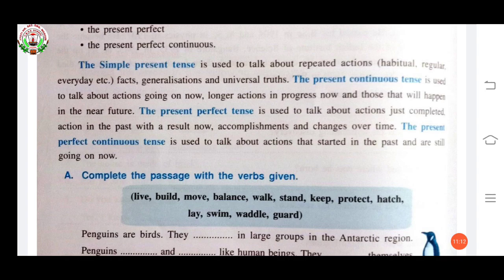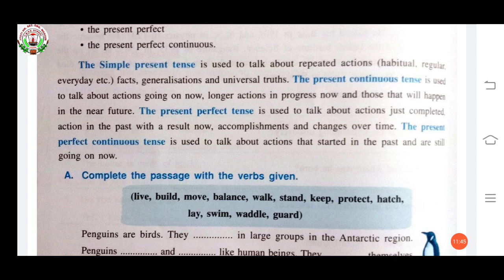Now, the present continuous tense is used to talk about actions going on now, longer actions in progress now, and those that will happen in the near future. The present continuous means action going on now, something is going on now and is still in progress, and in future also it will continue. So that is called the present continuous tense.